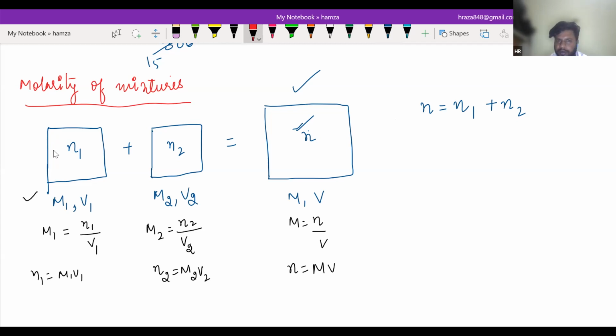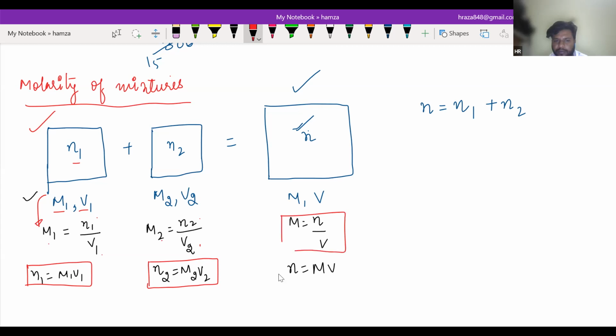Whenever I am not audible, please do message also. See, there is the first container which has M1, V1, and N1. I can apply the molarity formula for this container. M1 is equal to N1 upon V1, so N1 will be equal to M1 V1. Again, M2 is equal to N2 upon V2, and N2 has the formula M2 V2. In the same way, M is equal to N upon V, so N will have the formula M into V. Are you getting my point? Hamza? Yes, sir.